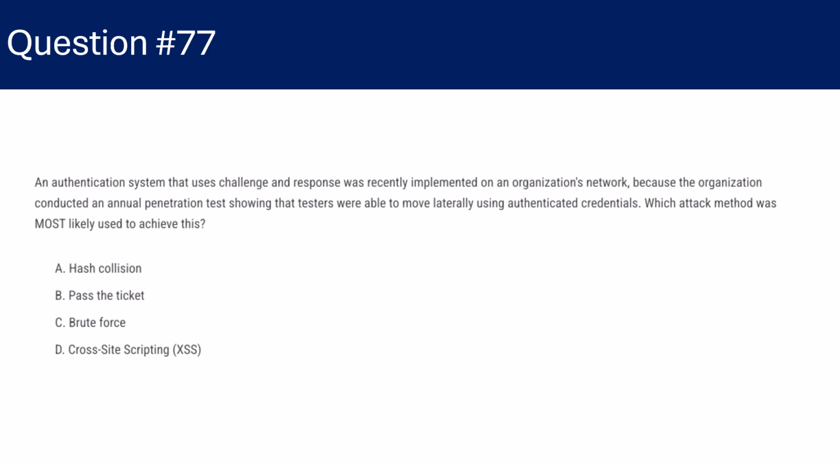Question 77. An authentication system that uses challenge and response was recently implemented on an organization's network because the organization conducted an annual penetration test showing that testers were able to move laterally using authenticated credentials. Which attack method was most likely used to achieve this? A. Hash collision. B. Pass the ticket. C. Brute force. Or D. Cross-site scripting.